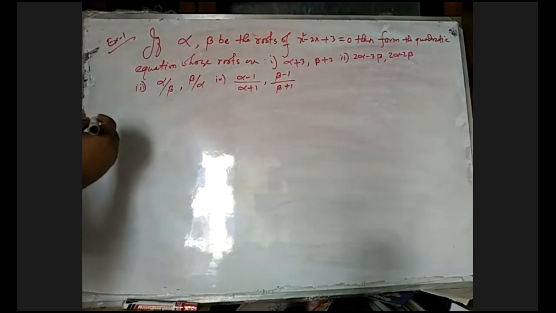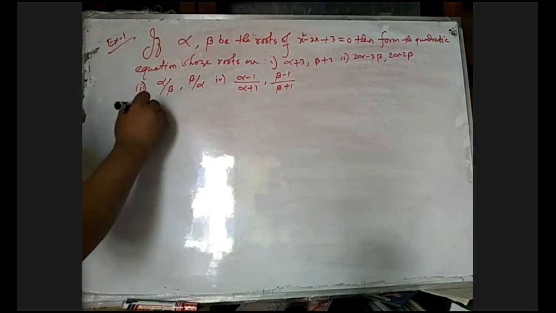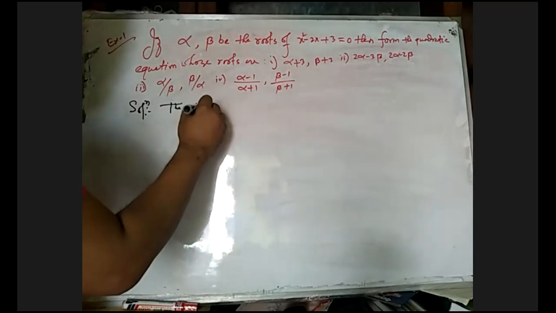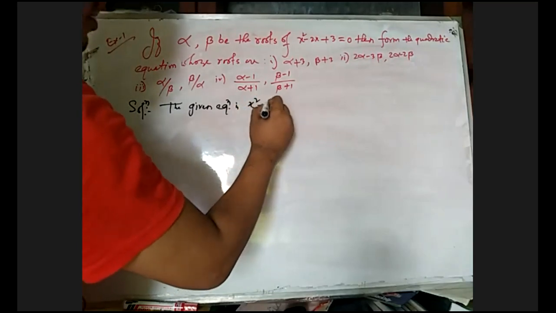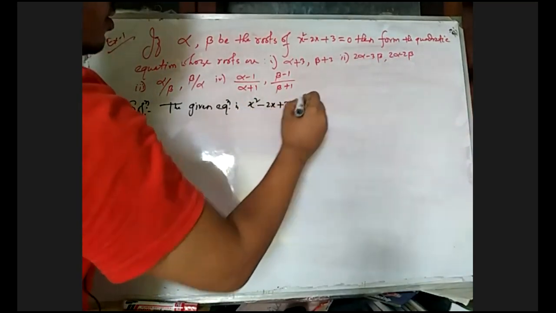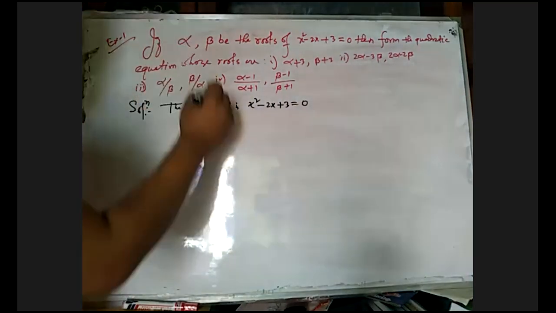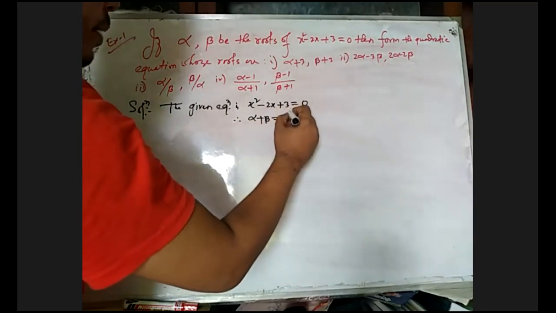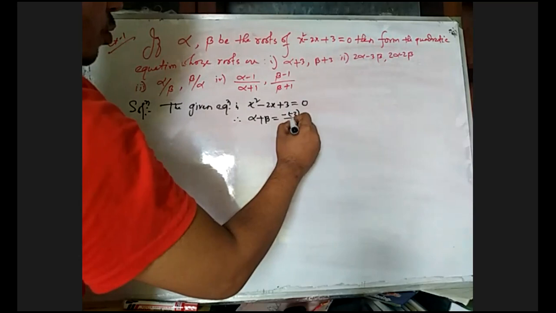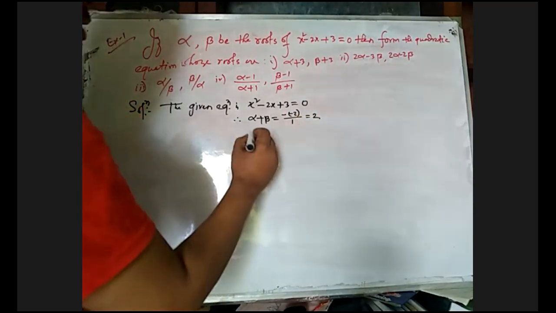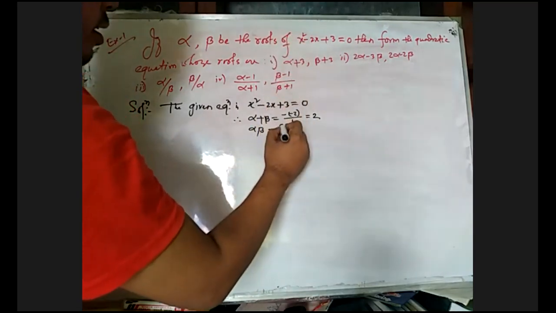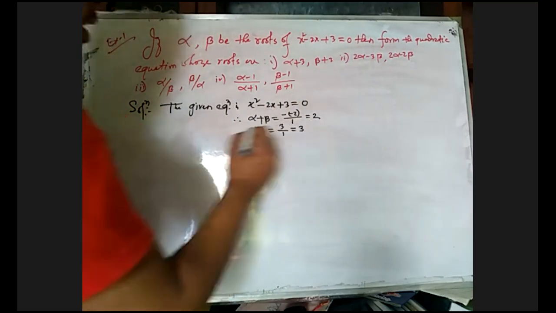First of all, solution. The given equation is x square minus 2x plus 3 equals 0, whose roots are alpha, beta. So the sum of the roots, alpha plus beta, is minus b by a. Minus b means minus of minus 2, which is 2, a is 1, therefore only 2. And the product of the roots is c by a. c is 3, a is 1, therefore only 3.